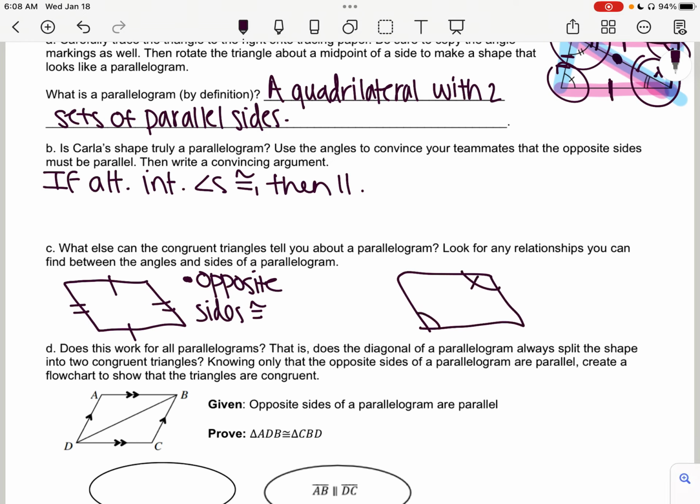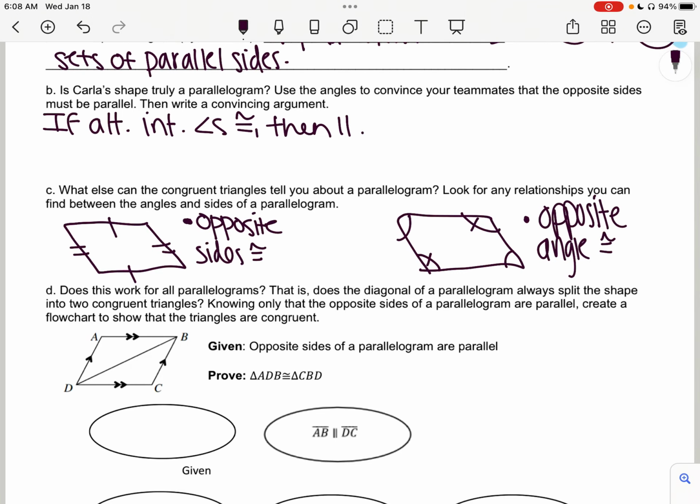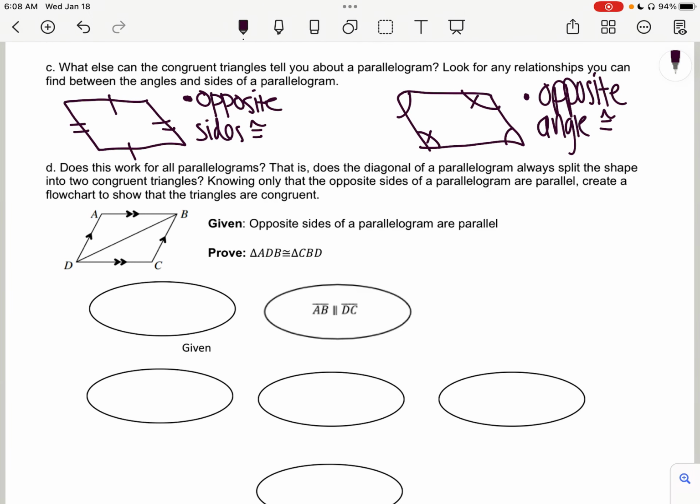So these are equal and these are equal. So I'm going to say opposite angles are congruent. And again, we'll be putting these things on the toolkit when I'm coming back.